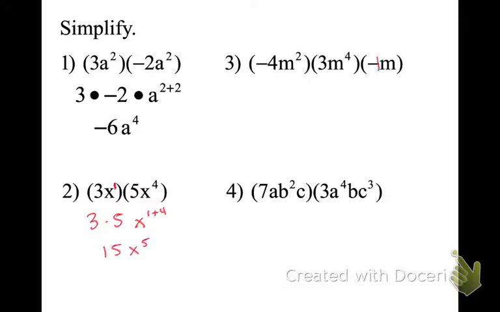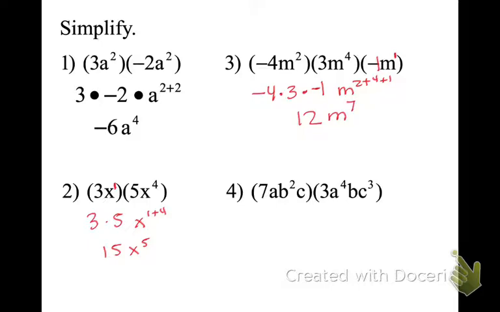Next one, this is to the 1, and this is a 1 power. So I've got negative 4 times 3 times negative 1, m to the second plus the fourth plus the first. So we get positive 12m to the 7th.